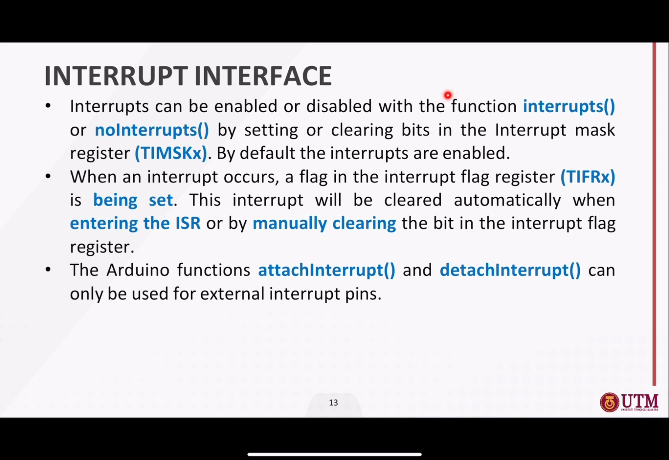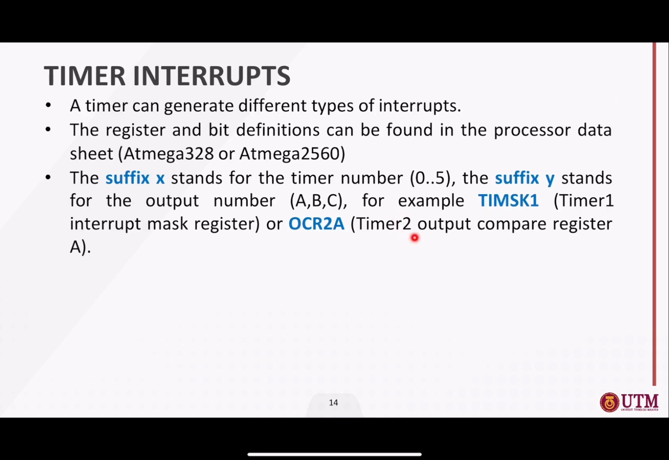For example, TIMSK1 is actually the timer 1 interrupt mask register. So 1 is the number of the timer: timer 1, timer 2, timer 3. And OCR2A is the OCR for timer number 2, and A is the output number. So they have A and they have B. A has a few bits, B has other bits.